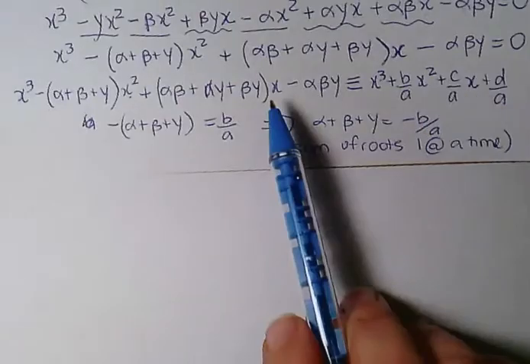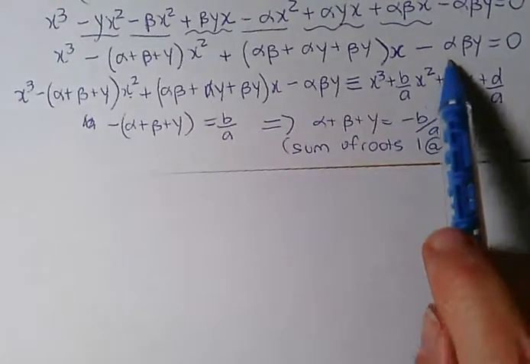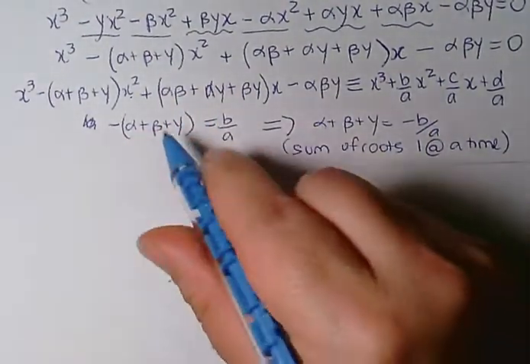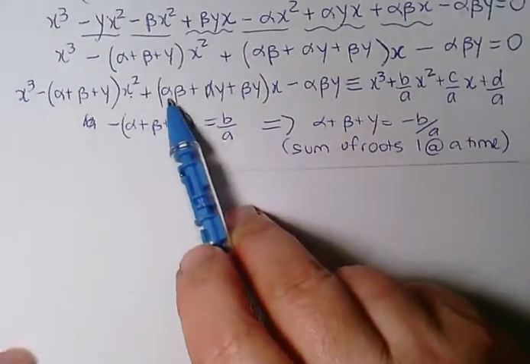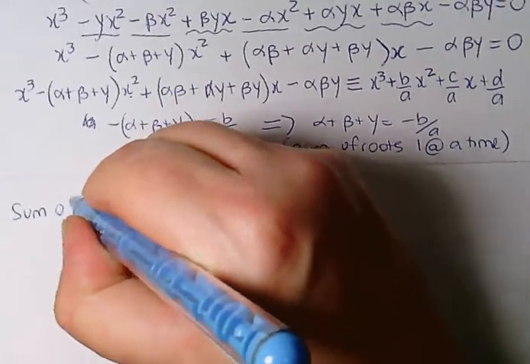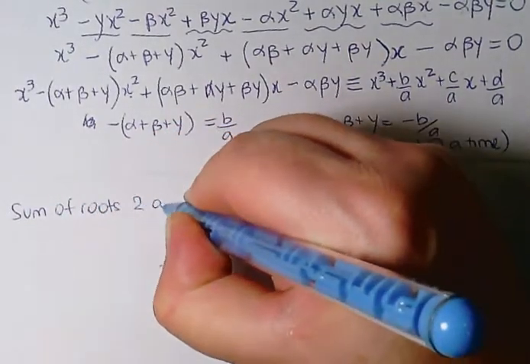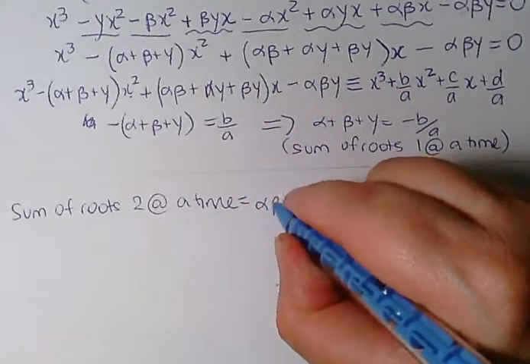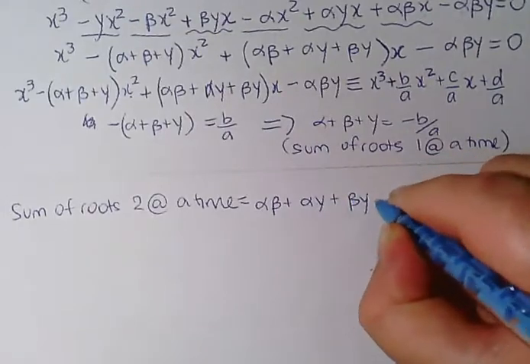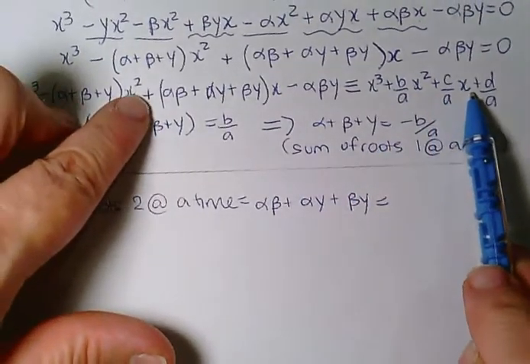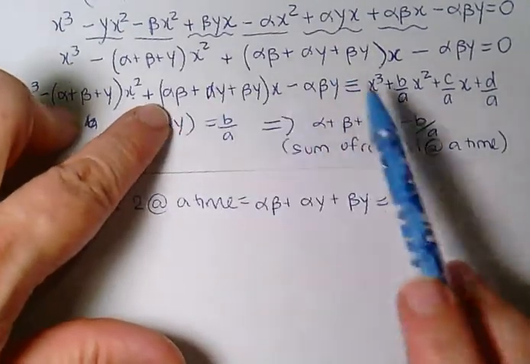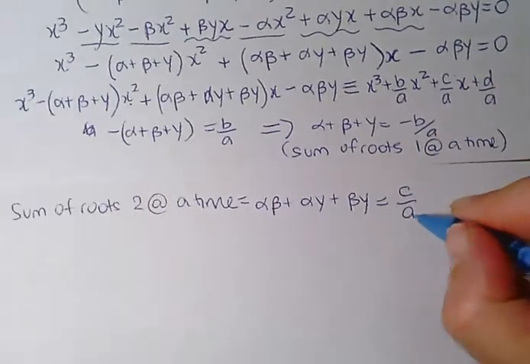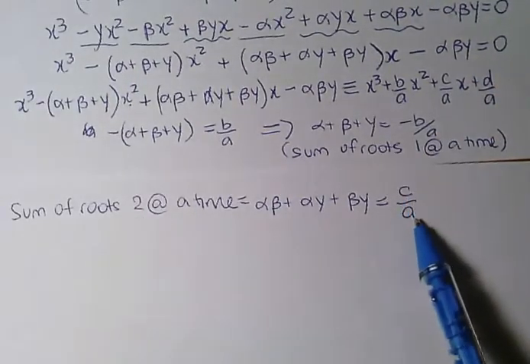Looking at the coefficient of the x, the c on a here is equivalent to alpha beta plus alpha gamma plus beta gamma. Now that is the sum of roots, but grouped two at a time. So we write that as sum of roots two at a time. It's all the combinations of alpha, beta, and gamma. So it's alpha beta plus alpha gamma plus beta gamma. Now, comparing the coefficients of the x terms, and they're both plus, that means that alpha beta plus alpha gamma plus beta gamma has to equal c on a. So sum of roots two at a time is c on a.